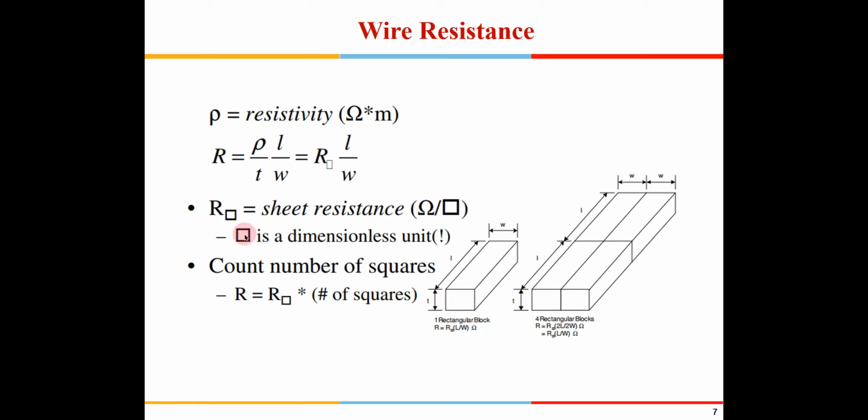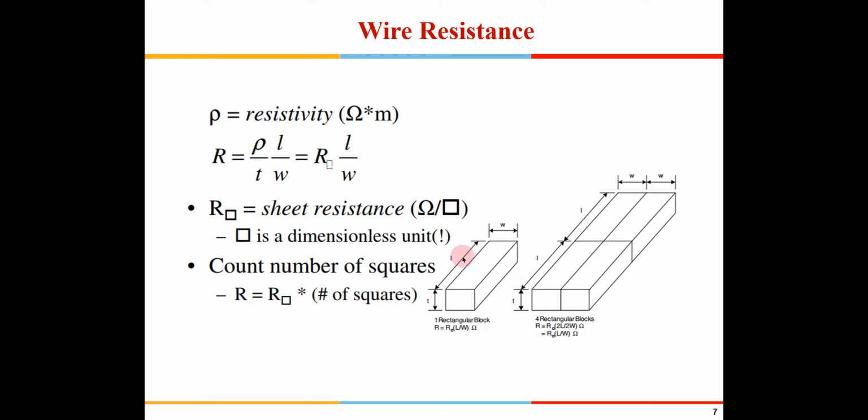Now as a designer, I can play around with these two, L and W, and I have to minimize the resistance. How to do that? I have to take care of this L divided by W. Now this would be in ohms per square. Per square means this square is dimensionless. So this square is not L into W.